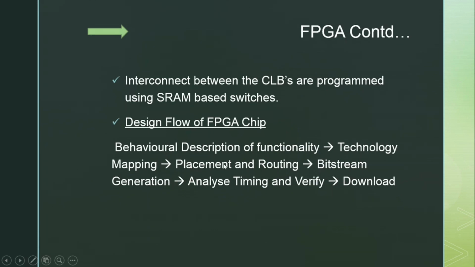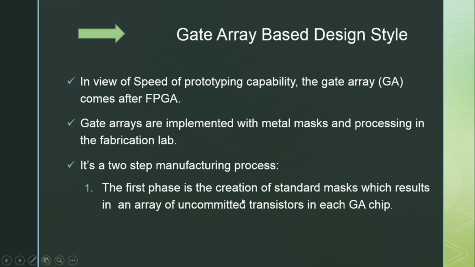The third step is placement and routing. Placement means where exactly the cells sit on the physical layout, and routing means how exactly these cells will connect to each other and how they will communicate with each other. After that, the bit stream is generated, and timing analysis and verification are done before the design is actually dumped onto the FPGA. I'll try to go into the depth of each topic in the upcoming videos.